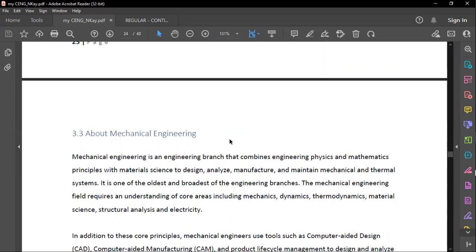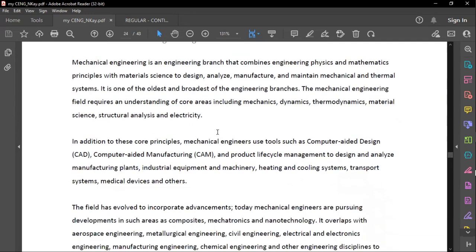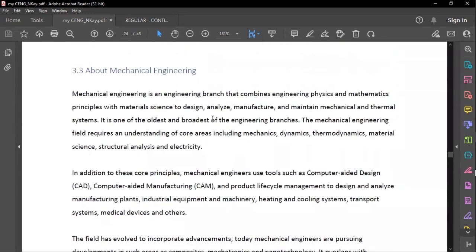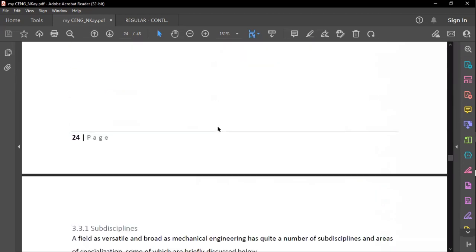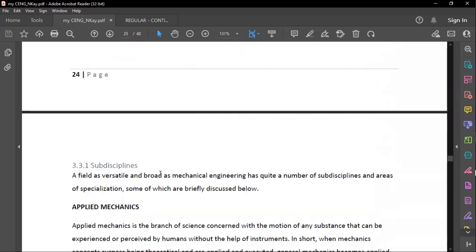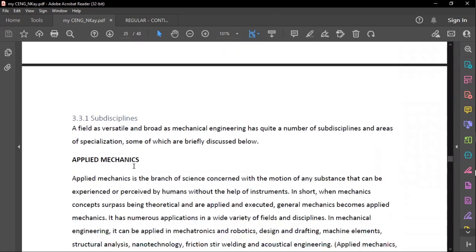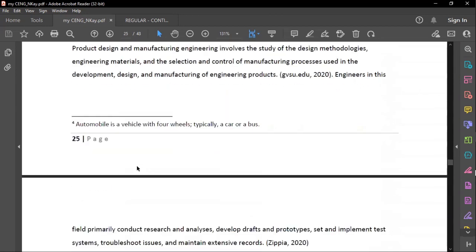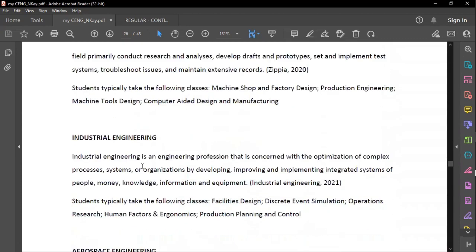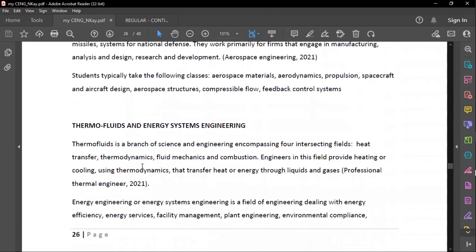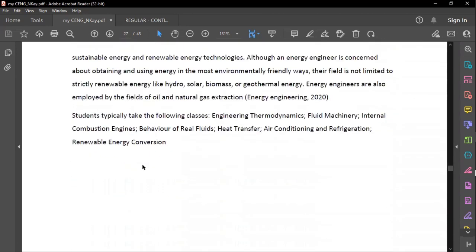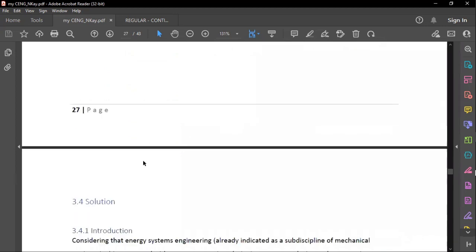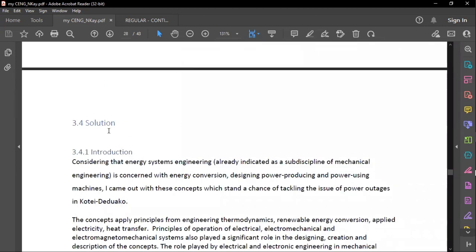So about mechanical engineering, that is where you would have to explain what mechanical engineering is about. You provide sub-disciplines. The sub-disciplines of mechanical engineering, you can have applied mechanics, automobile engineering, industrial engineering, aerospace engineering, and a lot more. You get that? So right after this point, you would have to move on towards the solution. Now, the solution, the first point is your introduction, right?